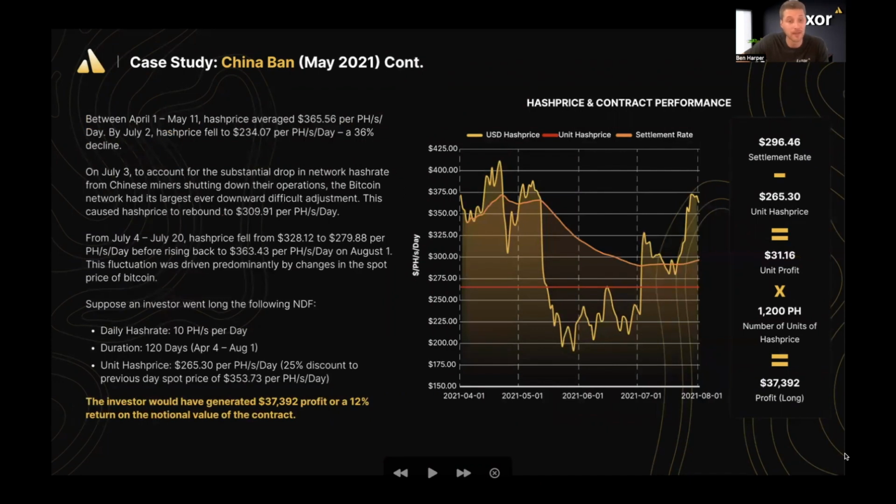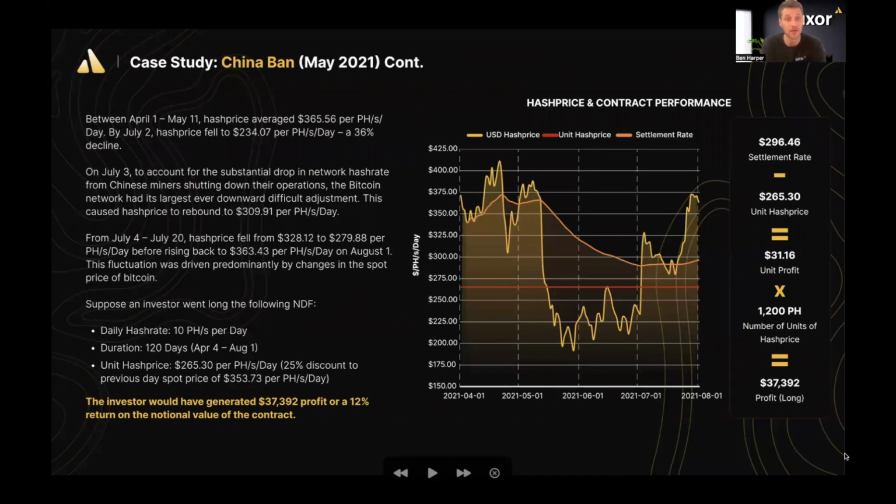We have an example here of a trader or an investor that put on a trade for a 4-month hash price NDF, locked in at the unit hash price, which is that red line. So a fairly healthy discount, but also a fairly large duration. You can see that over the course of the contract, the orange line, which is their settlement rate, is a rolling average of the yellow line, which is the hash price. Even with these significant events, with the fall of the price of Bitcoin, a trader who was taking a healthy discount on a long duration trade was still able to weather that storm and generate a profit due to the mechanics of difficulty offsetting the fall in the price of Bitcoin. So it's just an interesting case study to look at and see how the different components can impact hash price.